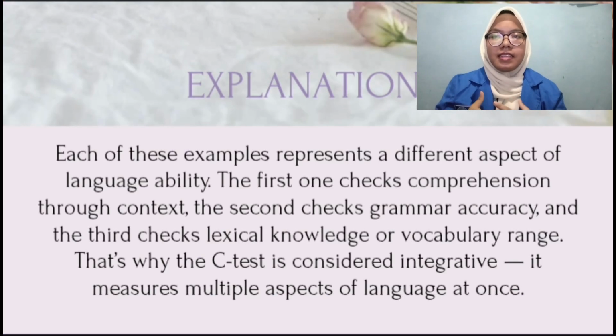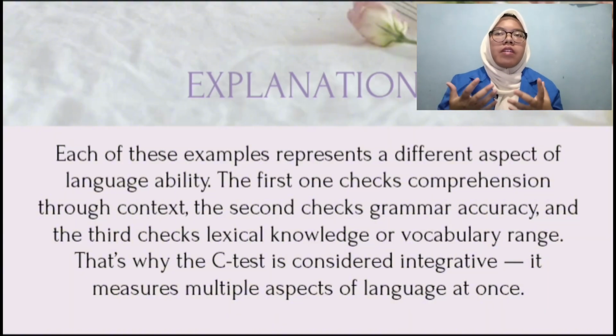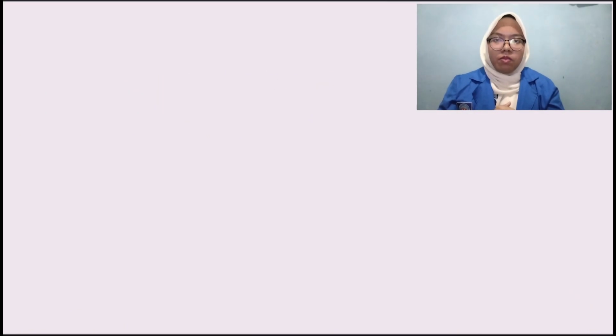Okay, the explanation of why I use the C-test in the exercises is that each of these examples presents a different aspect of language ability. The first one checks comprehension through text, through context. The second checks grammar accuracy, and the third checks lexical knowledge or vocabulary range. That is why the C-test is considered integrative. It measures multiple aspects of language at once.